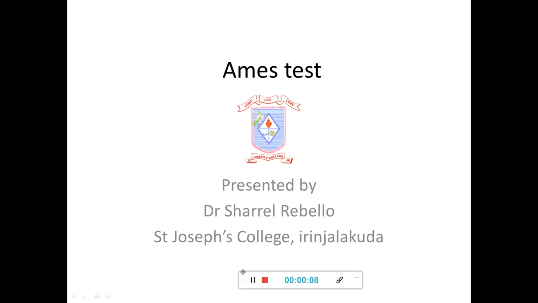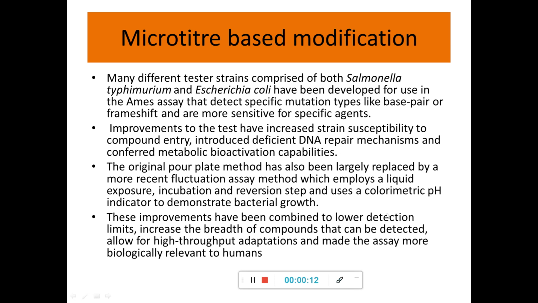Hi students, let's now continue with Ames test and its modifications. Now a microtiter based modification of the Ames test is being practiced right now, and many different tester strains comprised of both Salmonella typhimurium as well as Escherichia coli have been developed for use in the Ames assay that could determine specific mutation types like base pair or frame shift or more sensitive for specific agents.